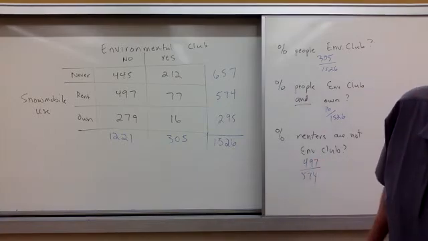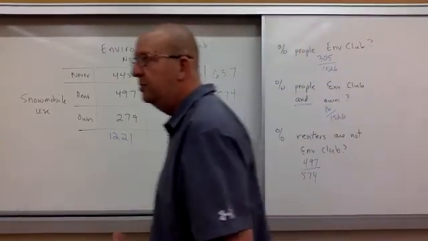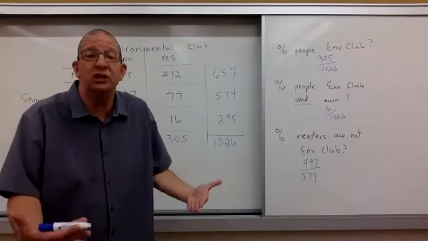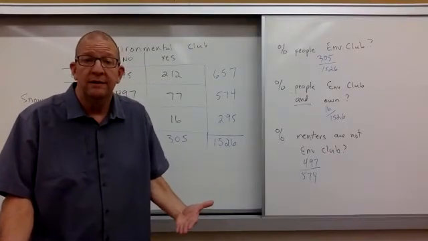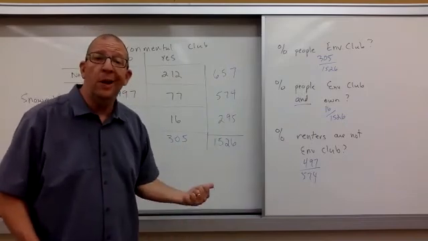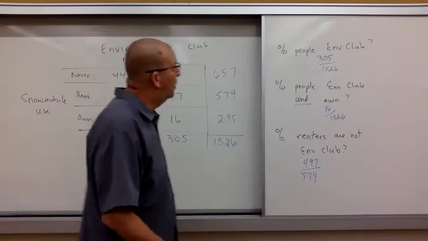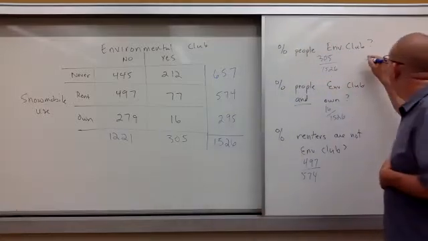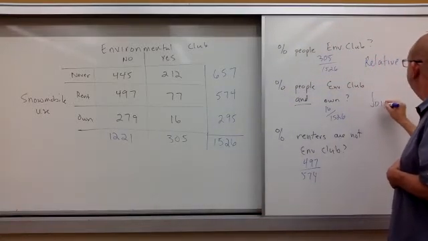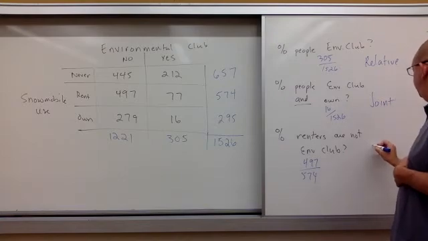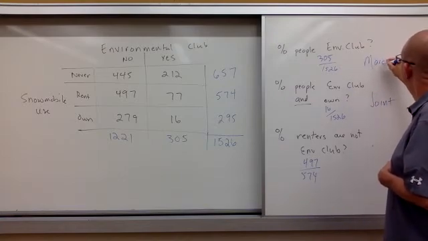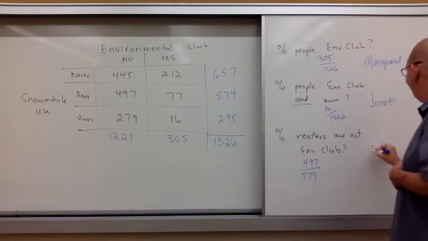This is an example of conditional frequency. Why is this conditional? This is conditional because there's a condition on the total. I don't want all the people. I just want the ones that rent. So, marginal, joint, conditional.